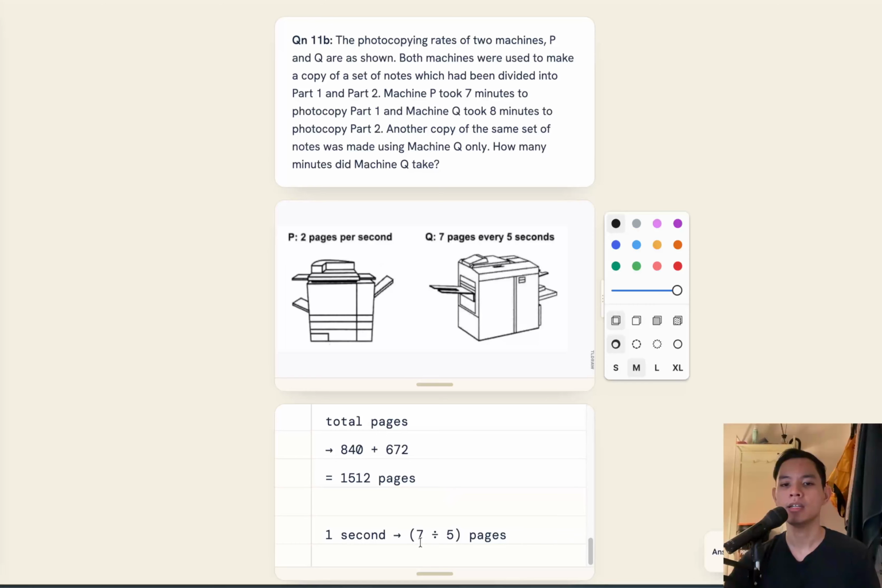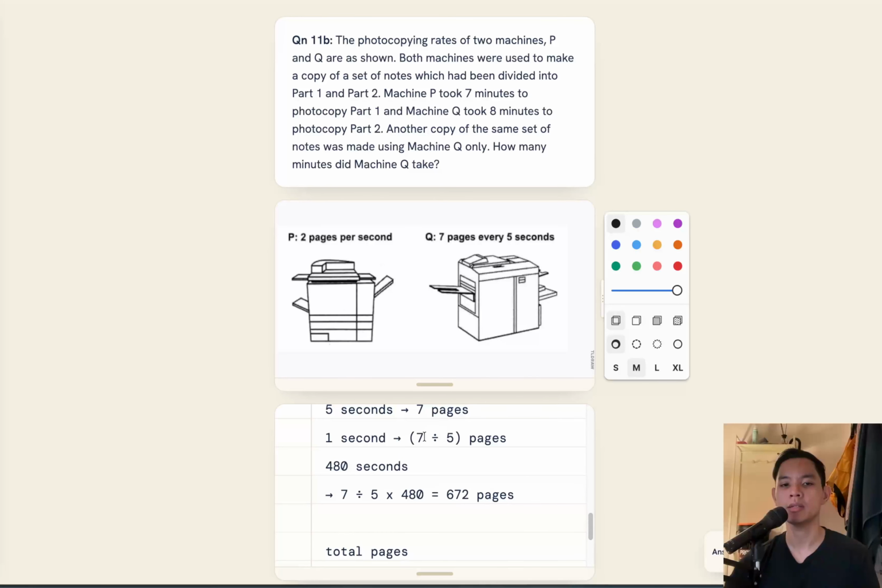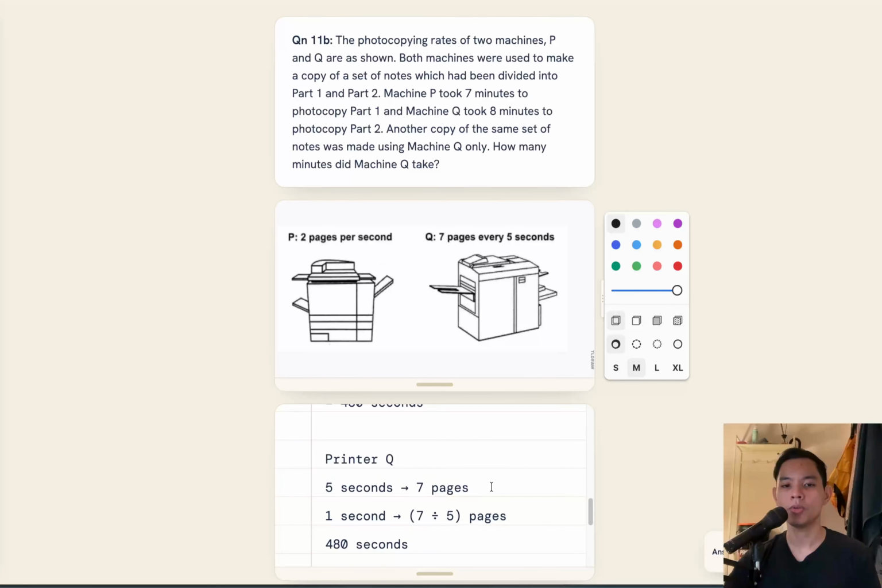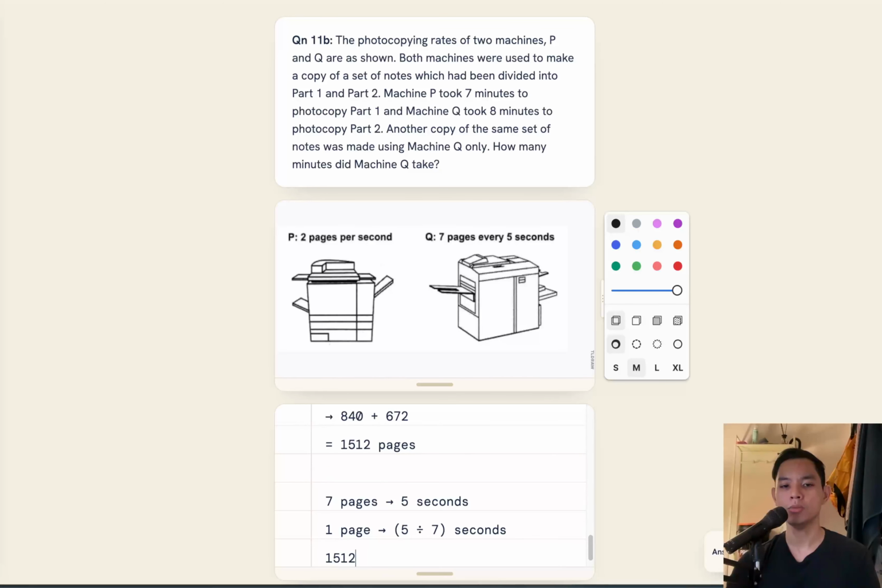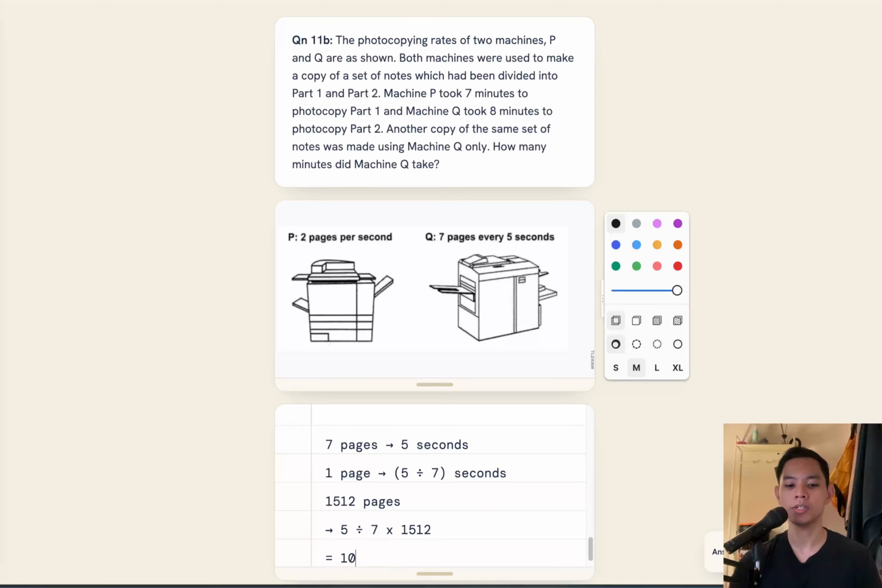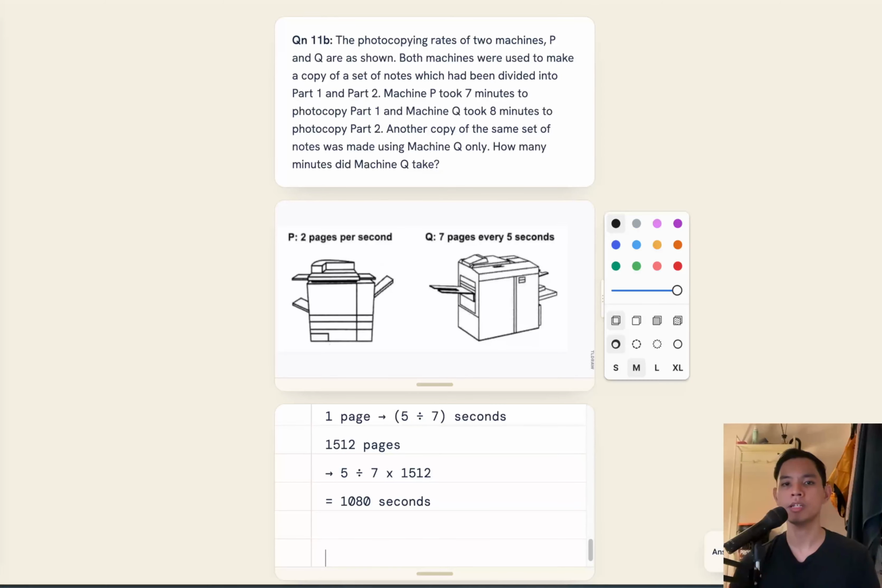Okay, but let me reverse. So this is 7 pages in 5 seconds. So 1 page is equal to 5 divided by 7 seconds. And then we have 1512 pages equal to 5 divided by 7 times 1512, and this is 1080 seconds. So we need to find it in minutes. So 1080 seconds is equal to 1080 divided by 60, which is 18 minutes. Okay, there you go. That's the answer.